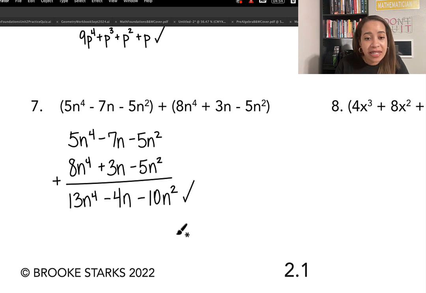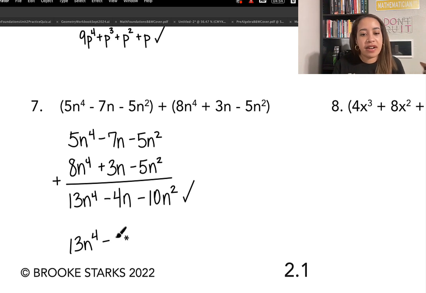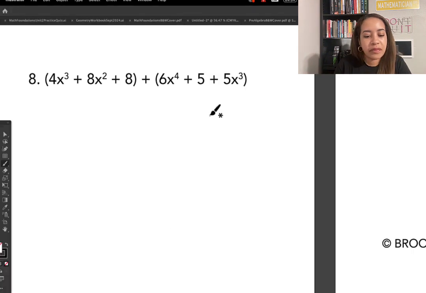If you were working independently, your answer might look different from mine, but the important part is to remember that the signs and the integers must be correct, but they can be in any order. So here's another way that you may have written your answer. 13n to the 4th power minus 10n squared minus 4n.